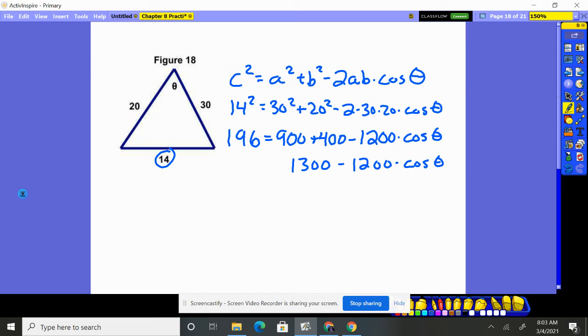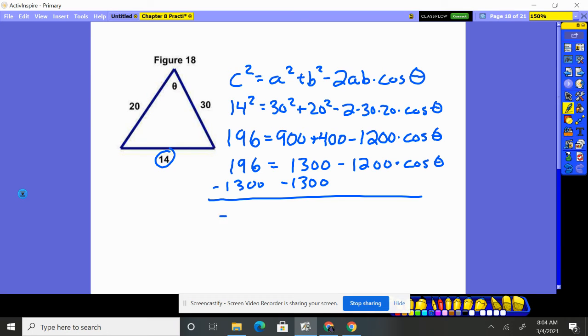So the question becomes, can you put 1300 minus 1200 and say it's 100 cosine theta? No. 1300 is a number, but 1200 times cosine is like a variable piece. That's unknown, you're multiplying it, and you have to do multiplication before subtraction, so you don't know what that really is. So we will move the 1300 over to the other side to be with its buddy. When we do that, what do we get?